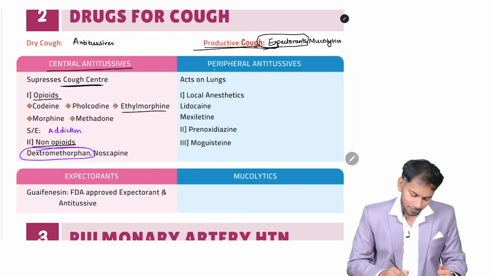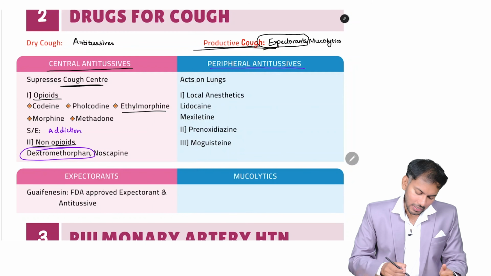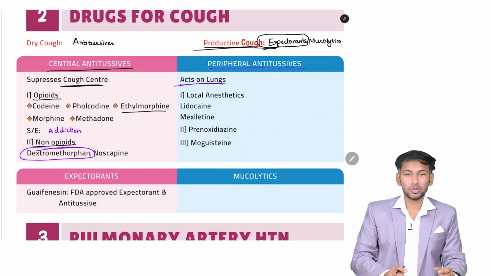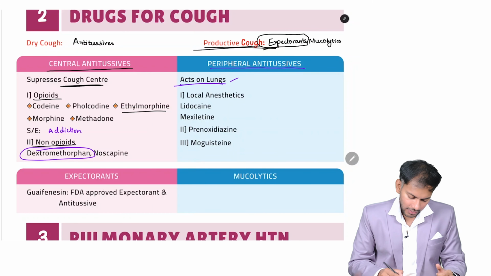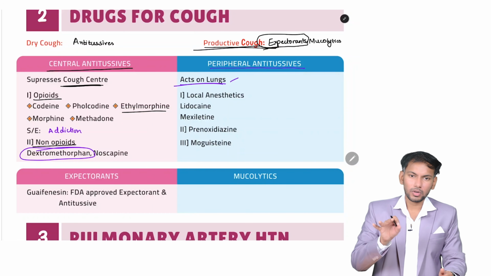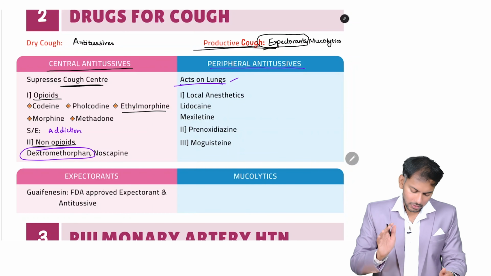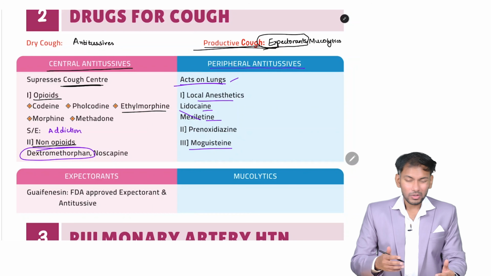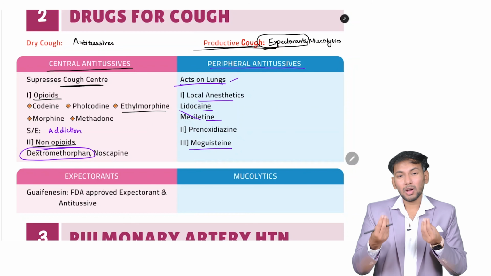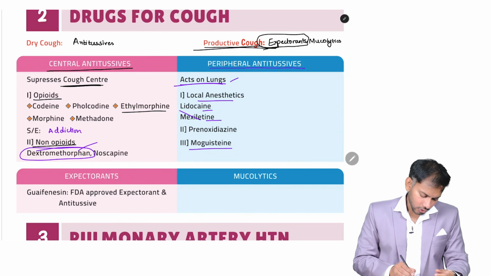Now coming to the peripheral antitussives, they act on the lungs. Yes, so the signal has to come from the lungs into the brain. So if you are blocking it at the level of the lungs, that is what peripheral antitussives are. There are local anesthetics like lidocaine and mexiletine, we never use them, and moguisteine and prenoxdiazine are also not being used. Now commonly we are using dextromethorphan.